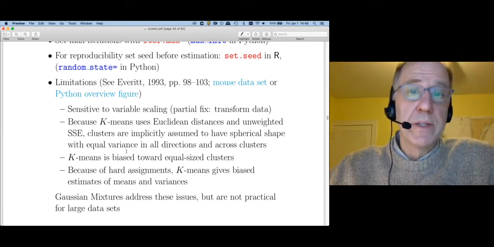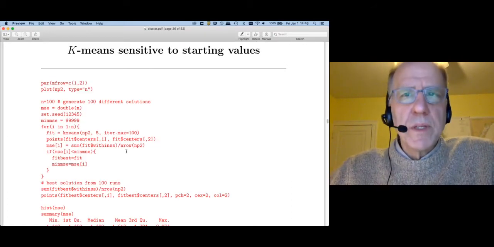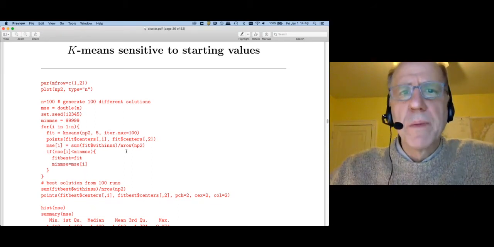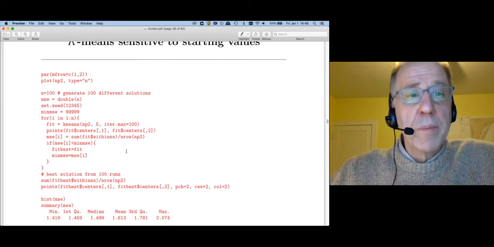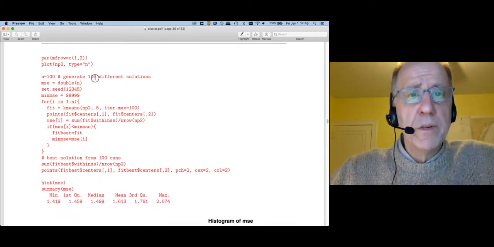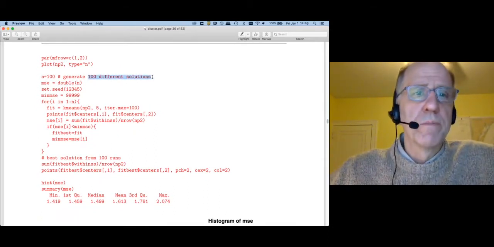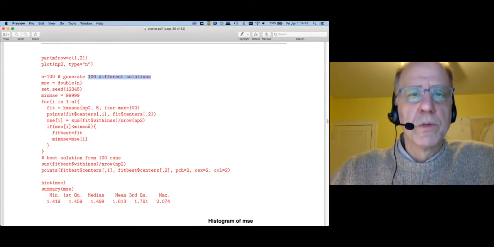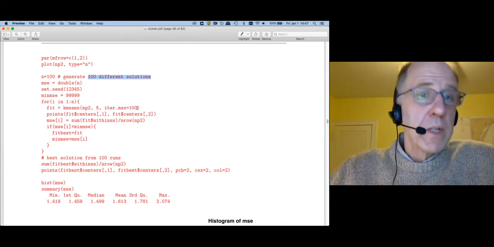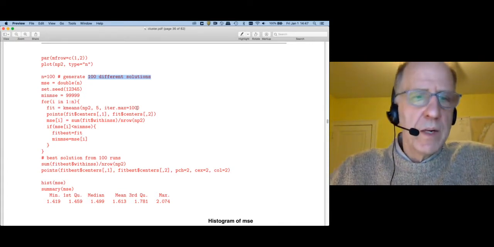So I mentioned that K-means is sensitive to starting values. Let's go back to my newspaper example for a minute, and I'm going to run 100 different solutions. So I set my seed once, and I run this 100 times. I'm going to store the estimated solution. We're going to set max iter equal to 100. We're going to store the best solution from each of those 100 runs, and then I'll plot them.